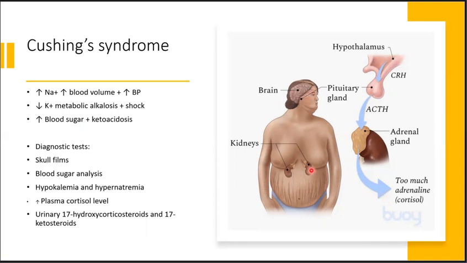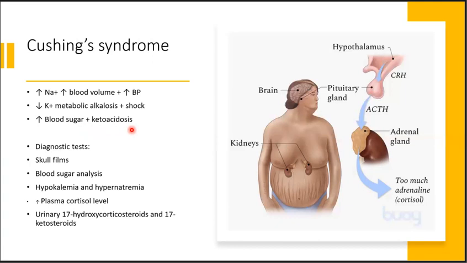So what would you see in your clients? This time around, it's going to be the opposite. We're going to see increased sodium, increased blood volume, and increased blood pressure. This time around, the potassium is going to be reduced or drops. There will be metabolic alkalosis. There would also be increased blood sugar, which can also lead to ketoacidosis. So this is the opposite of most of what we saw in Addison's disease.